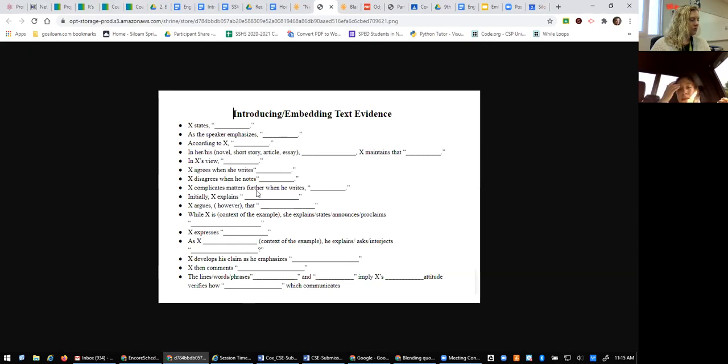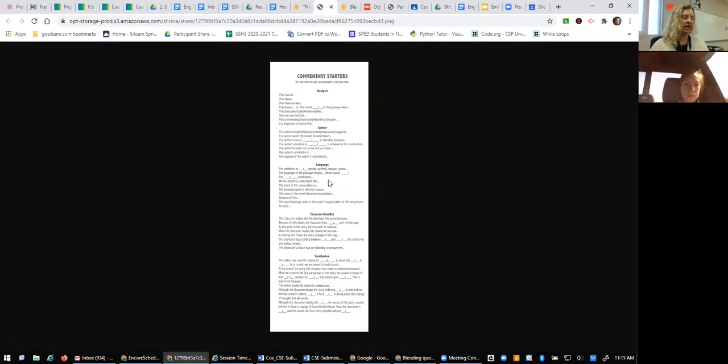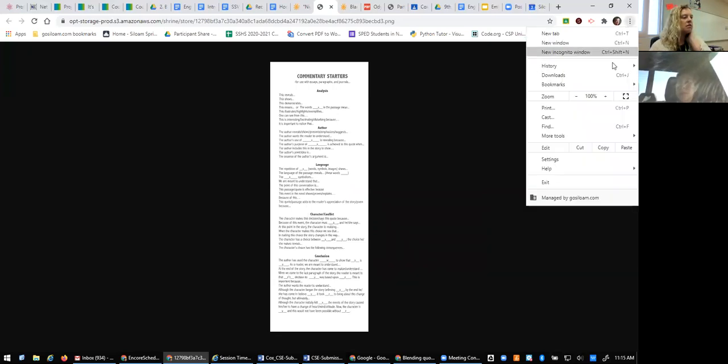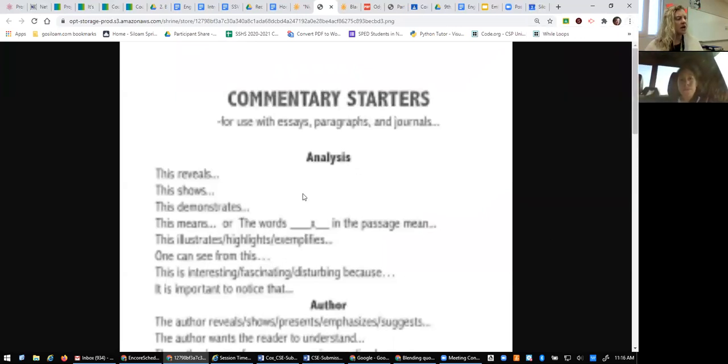All right. So these are out there for you, so you have access to this information. Use these to help you write your paper and embed your quotes, okay? And then you also have commentary starters. I know they're tiny. I'm going to see if I can make these bigger. Yes, there we go. They're still kind of blurry. But these are commentary starters.